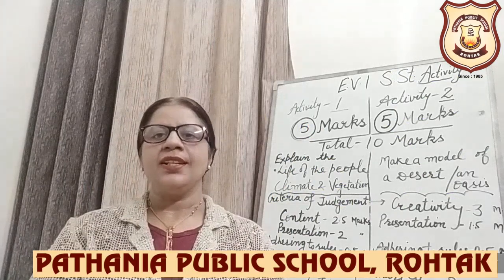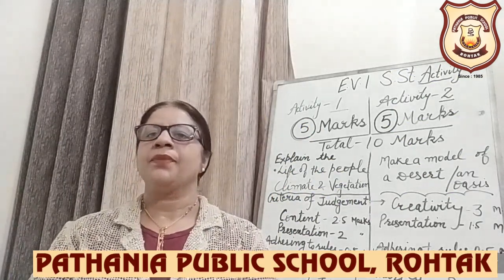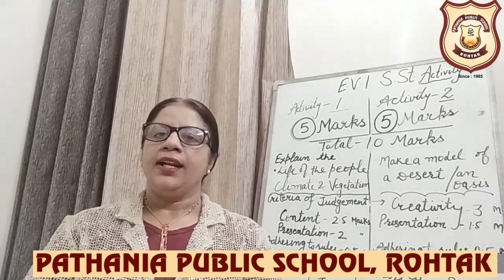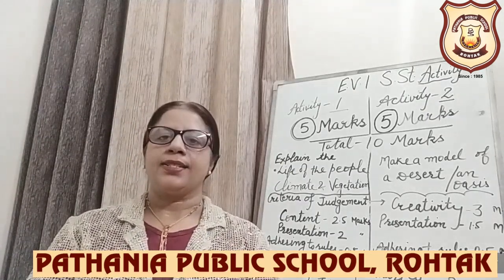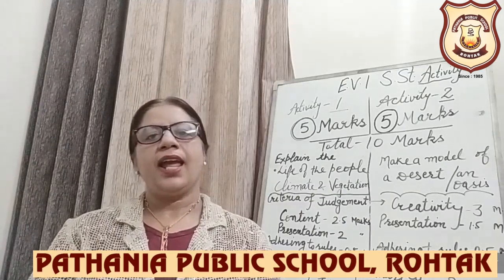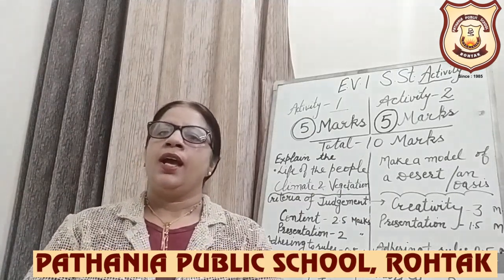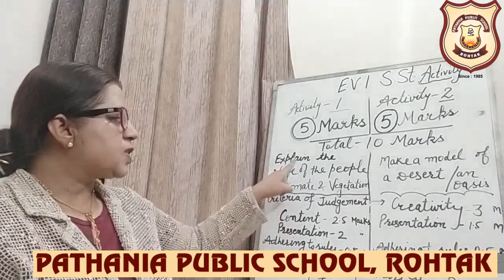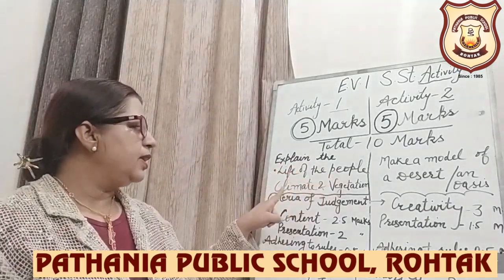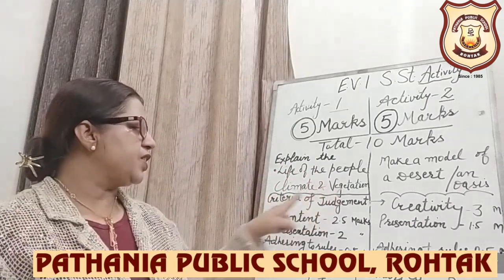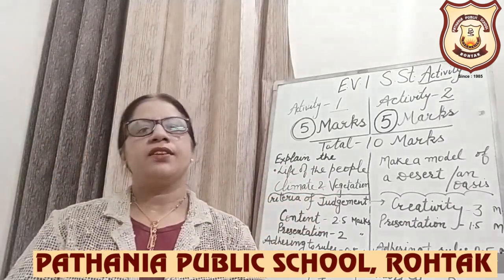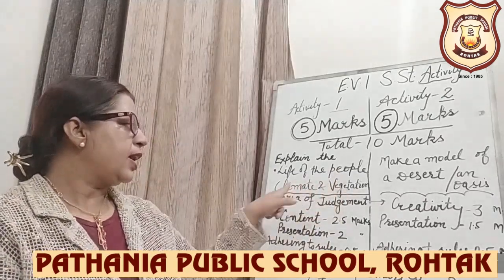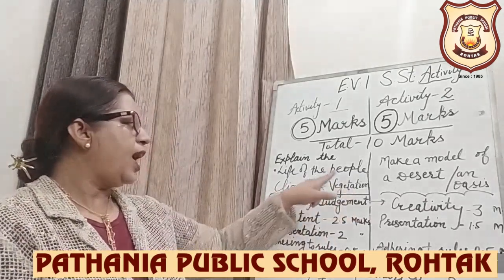Activity EV1 and subject SST. This activity is of 10 marks, children, and it is divided into two parts: activity number 1 and activity number 2. Activity number 1: Explain the life of the people, climate and vegetation of the desert region. You have to explain about all these: climate, vegetation and people.